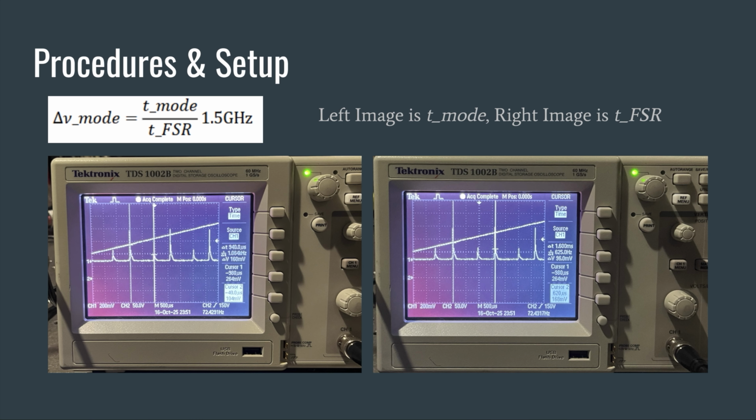We first set up the laser, lined up with two mirrors, and centered the beam through the input iris. Using the oscilloscope connected to the Fabry detector, we observed a repeating multi-lobe pattern, with each lobe representing one free spectral range equal to 1.5 GHz. Using the oscilloscope, we measured the time separation of these lobes and plugged them into the equation below to find the laser's longitudinal mode spacing.